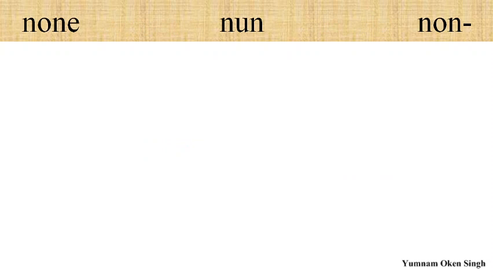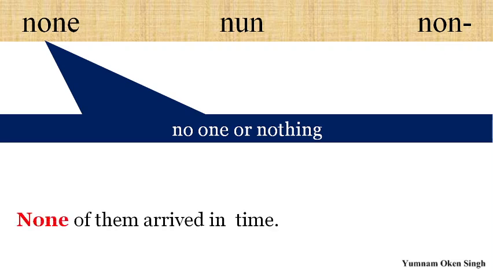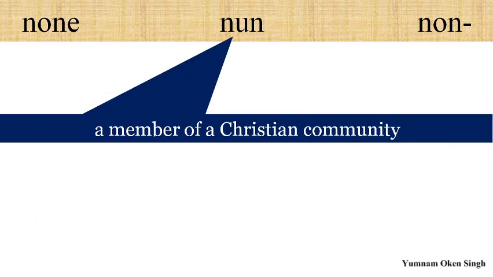Here we have 3 words. Let's see the differences. The first one, it means no one or nothing, and it is pronounced as none. Let's see example here. None of them arrived in time. Means no one arrived.